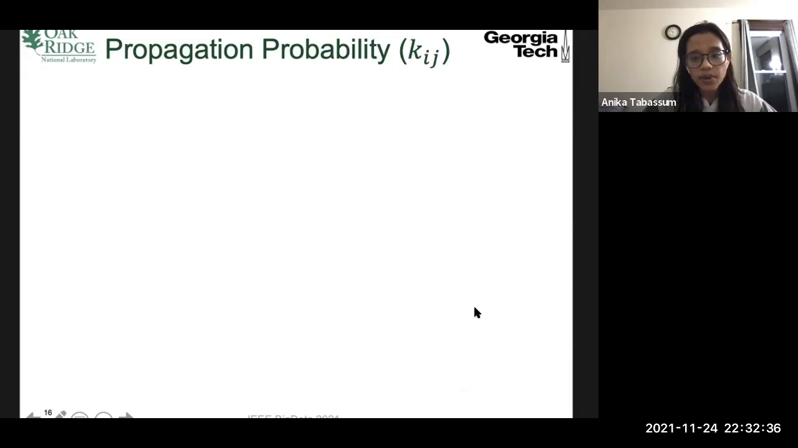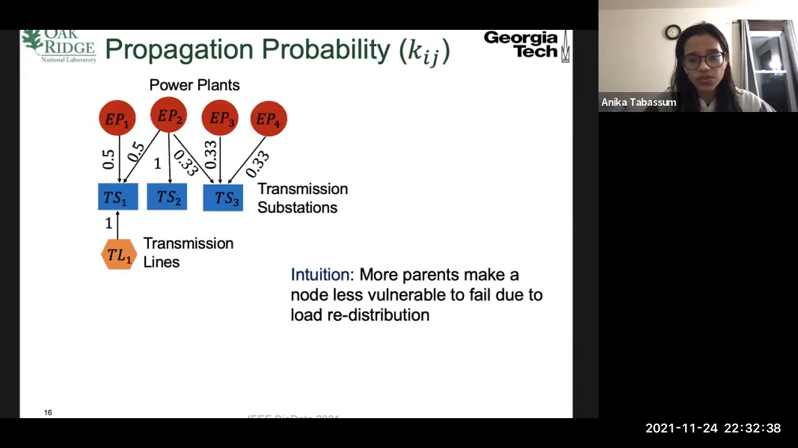This cascade blocking model is inspired from a protection system property of the power grid. Our propagation probability is based on the idea of power load redistribution. That is, if a node has multiple parents, then it may not fail, as there is a possibility of power supply from other parents. In this example figure, the red circles are power plants, the blue rectangles are transmission substations, and the orange hexagons are transmission lines. There are three different edges coming from power plant EP2 to all three substations, and each of them shows a different propagation probability.